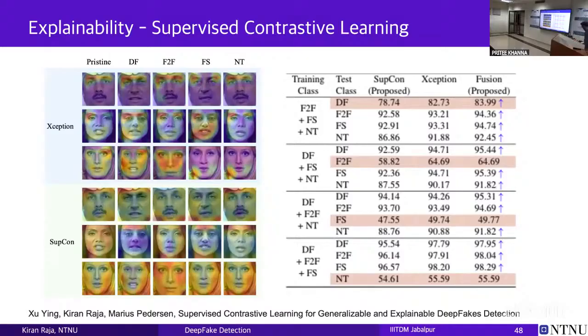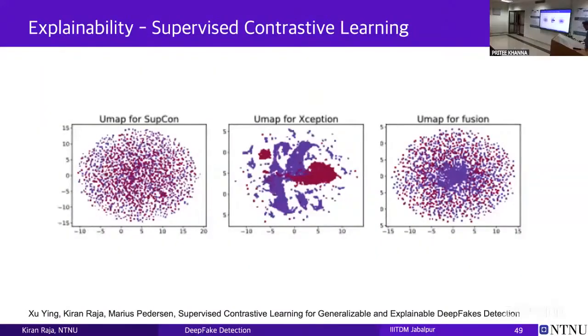Okay, and then what happens to the explainability part? I am not sure how many of you know about t-SNE plots and UMAP. Some of you know. Yeah, so the idea is to reduce the dimension and visualize it. So I'll briefly tell you about this before I start talking about this graph here.